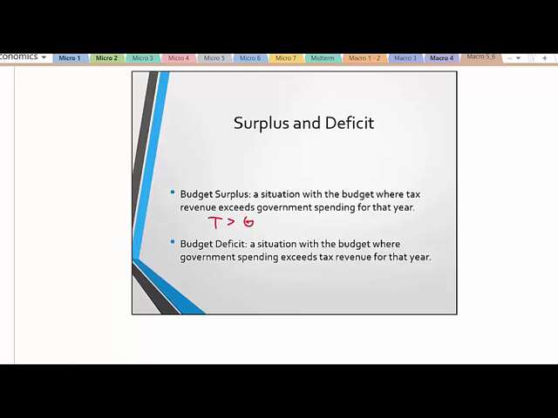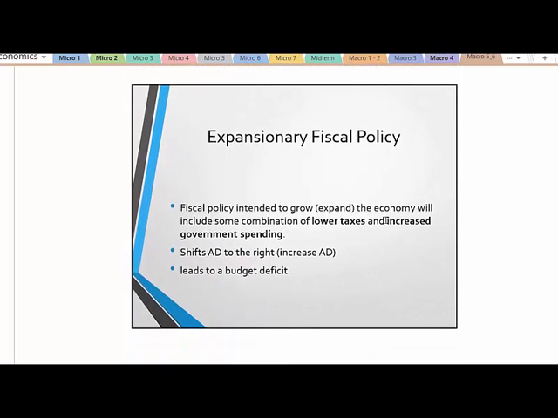A budget deficit is going to be the opposite, where the amount of taxes is going to be less than the government spending. Currently, with our federal government, we often have a budget deficit where we are spending more than what we're bringing in tax revenue. Expansionary fiscal policy is actually going to lead to a deficit. And so what's going to happen with expansionary fiscal policy is either we're going to lower taxes or we can increase government spending, or of course you can do both. And that's something that we're actually doing right now in 2017 and then into 2018. That has occurred over these last few months.